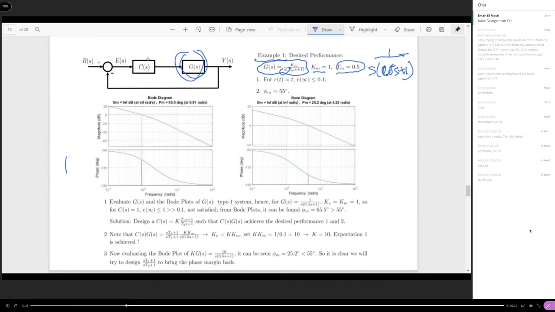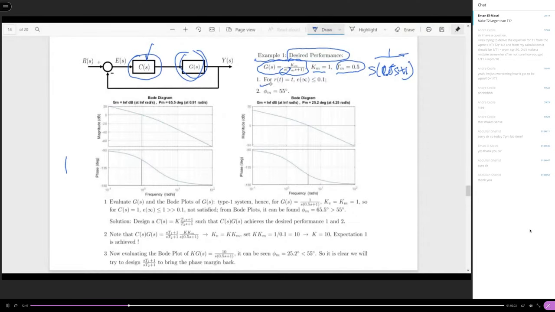Now we're trying to design a phase lag compensator here. But we need to set up a goal. So when you add a control, what exactly do you want to achieve, right? So that's what I mean here by the desired performance. So what is the desired performance?